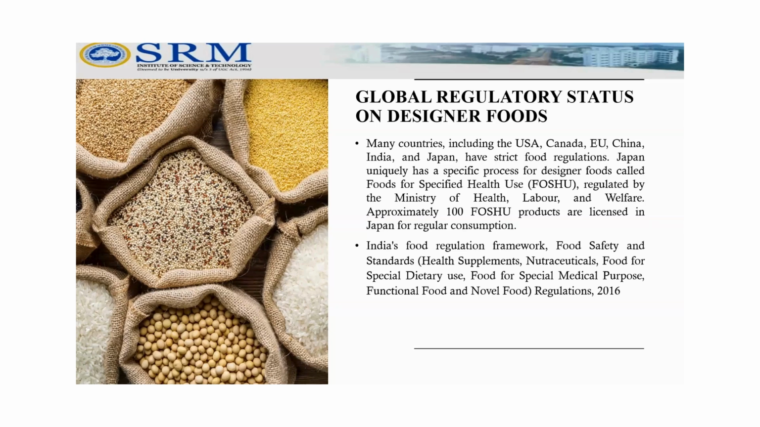Whereas when it comes to India, India's food regulation framework, the Food Safety and Standards Authority, gave regulations during 2016 for health supplements, nutraceuticals, foods for special dietary use, food for special medical purpose, functional foods, and novel foods. Even in India, we have regulations, but still the fine tuning is going on. Also, the claims are a very important aspect which the regulatory side is looking into: the label claim or declaration we are giving with respect to such health products. Still, more deliberations are going on in this particular aspect with respect to India.